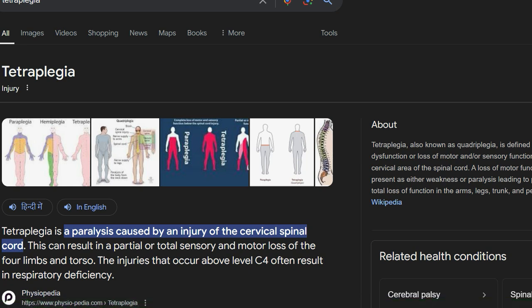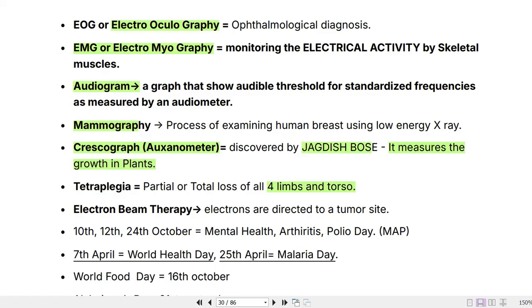Coming back here, electron beam therapy. I think electron beam therapy is administered when electrons are directed to a tumor site. So again, it's a kind of procedure given in cancer and tumor treatments.